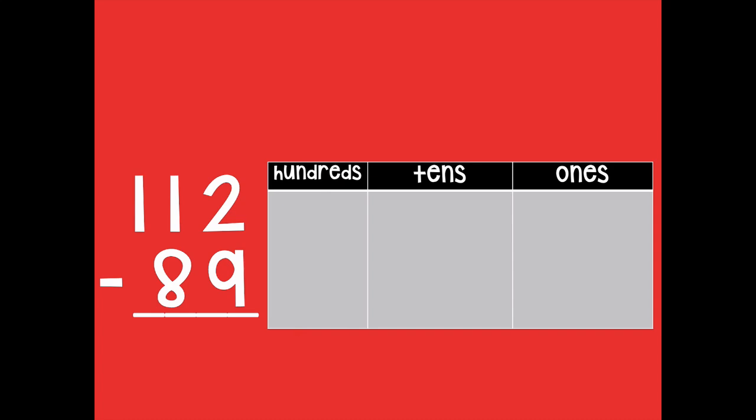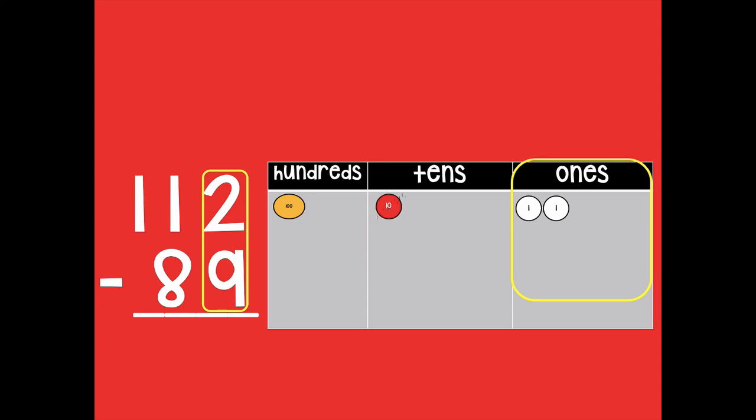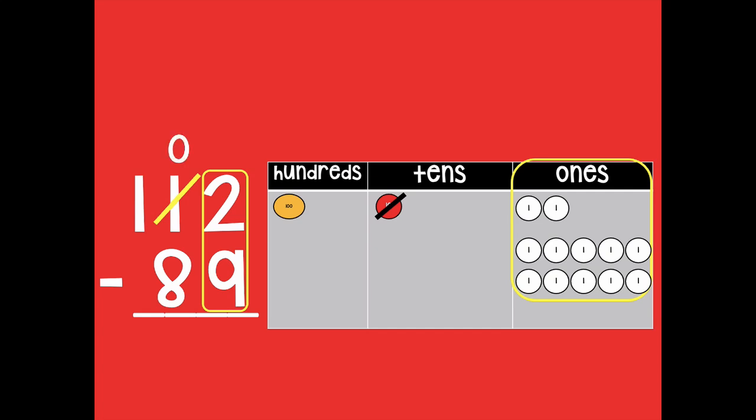All right, friends, pause if you need more time. Otherwise, here's how I solve this problem. So first I need to model 112, which is 100, 10, and 2 ones. I start in the ones place. I'm not able to subtract 9 ones from 2. So I'm going to decompose this 10 into 10 ones. So now I'm left with 0 tens, and now I have 12 ones.